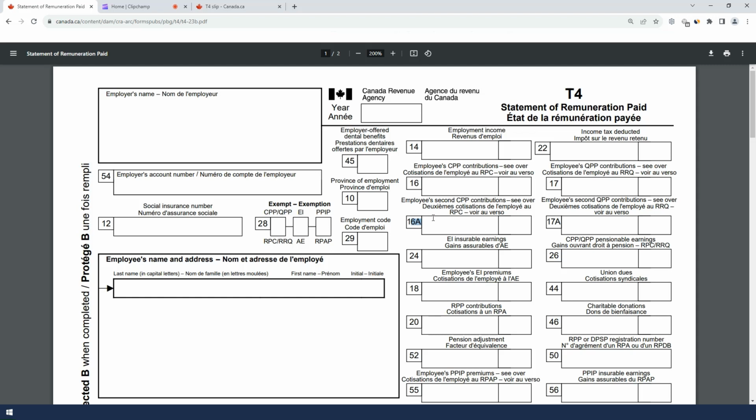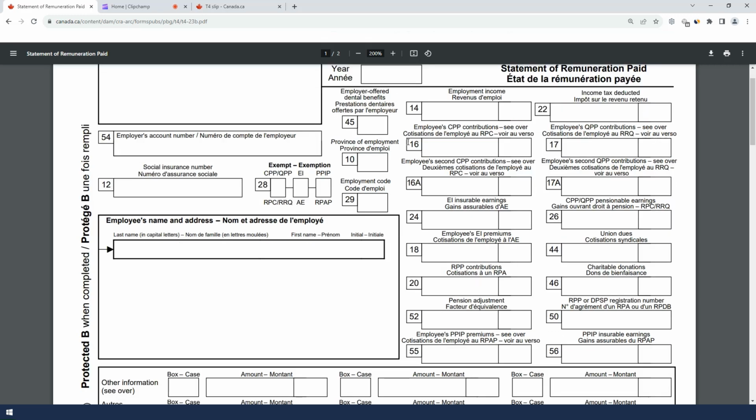And that happens if your income is above a certain level, then you're going to get an additional CPP contribution at a different rate. So the difference between 16 and 17, as you can see, they're very similar. 17 is for Quebec residents, so if you contribute to the QPP plan, and 16 is if you contribute to the CPP plan. 24 is your EI insurable earnings. 26 is your CPP or QPP pensionable earnings.